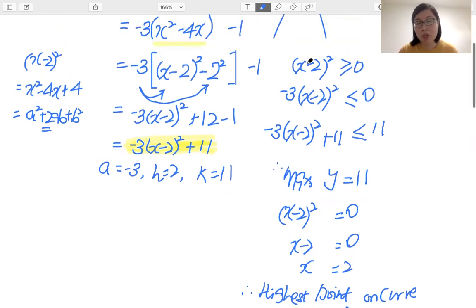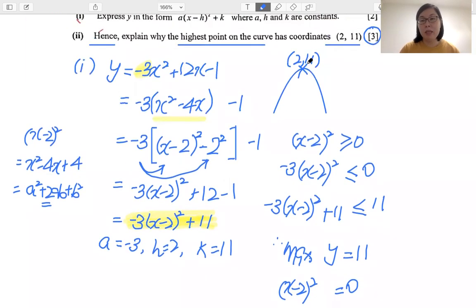Now, I hope I have shared with you how you go about explaining such a question, okay, that involves completing the square. And basically, it comes back to your quadratic graph.